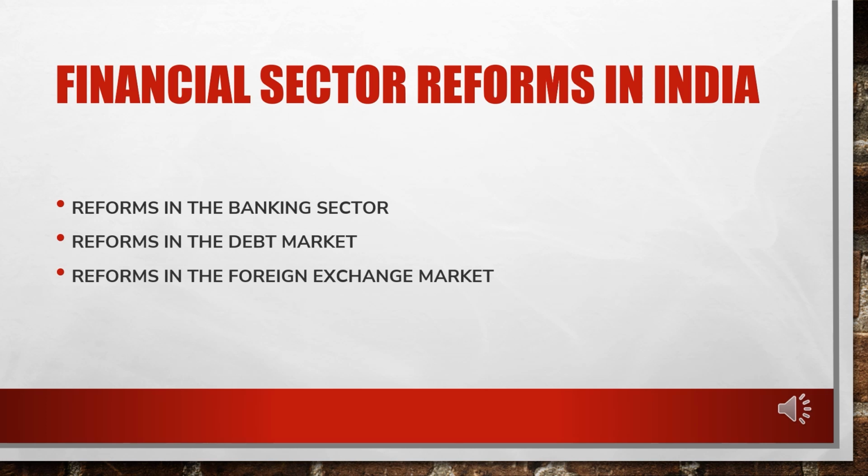Next, let's discuss the reforms in the debt market. The 1997 policy of the government that included automatic monetization of the fiscal deficit was removed, resulting in the government borrowing money from the market through the auction of government securities. The borrowing by the government occurs at market-determined interest rates, which has made the government conscious about its fiscal deficits.